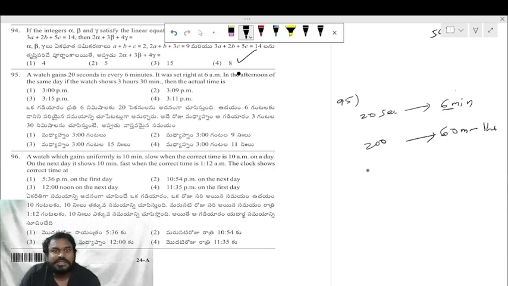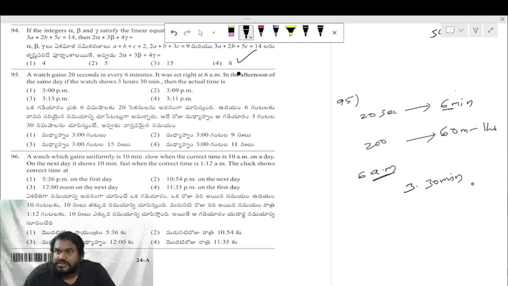So that's what I did. It was set right at 6 a.m., at 6 o'clock in the morning, correctly. In the afternoon of the same day, the watch shows 3 hours 30 minutes, 3:30 p.m.